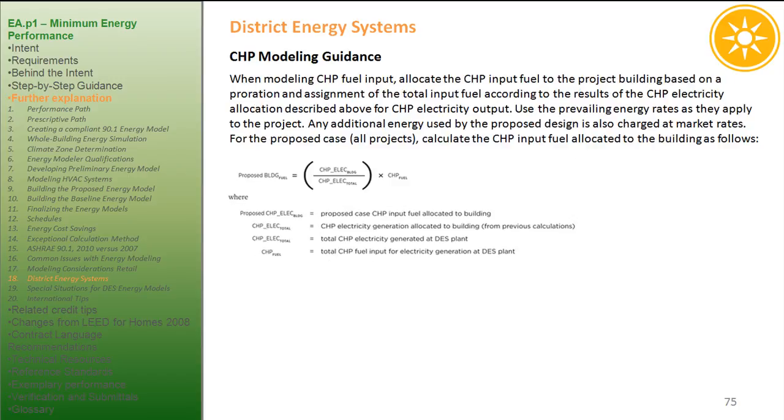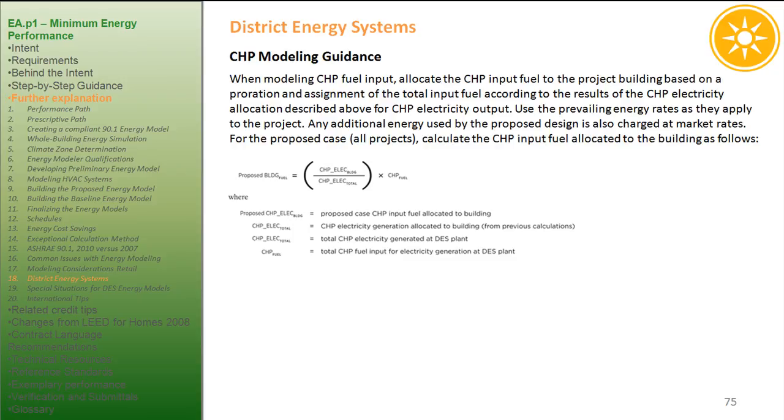When modeling CHP fuel input, allocate the CHP input fuel to the project building based on a proration and assignment of the total input fuel according to the results of the CHP electricity allocation described above for CHP electricity output. Use the prevailing energy rates as they apply to the project. Any additional energy used by the proposed design is also charged at market rates.